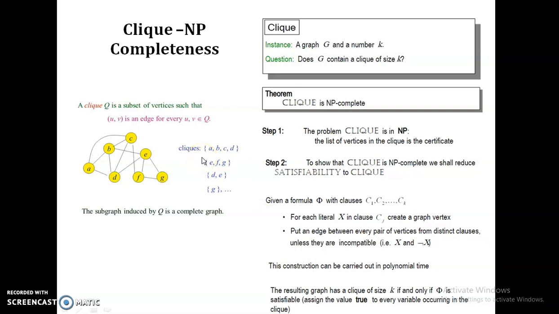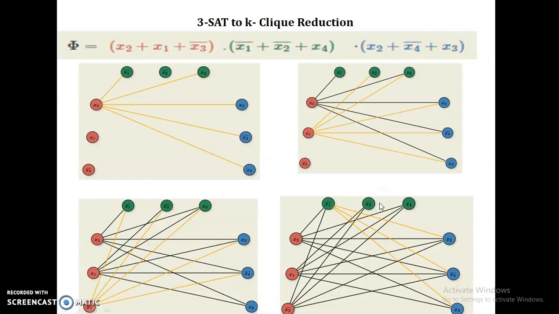We are going to draw this graph for the Boolean expression within polynomial time, and we have to prove that if it creates a K-clique, then you can say this Boolean expression is also satisfiable, and if the Boolean expression is satisfiable, we can say this clique is also NP complete, right? So let's take a Boolean expression. Here we have x2 plus x1, x3 bar, x1 bar, x2 bar plus x4, x2 plus x4 bar plus x3, right?